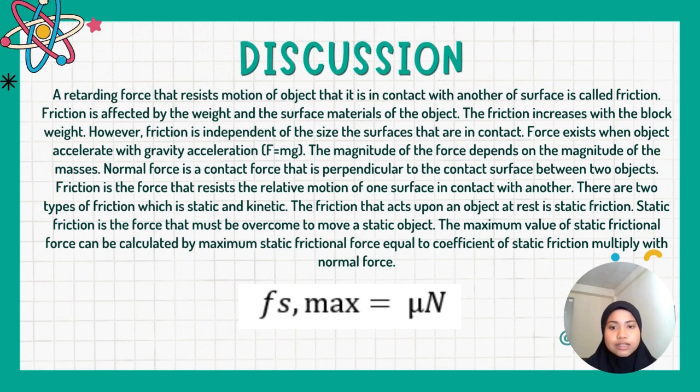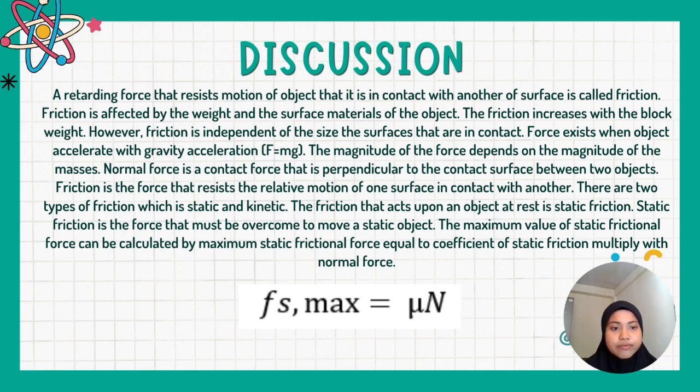Normal force is a contact force that is perpendicular to the contact surface between two objects. Friction is the force that resists the relative motion of one surface in contact with another. There are two types of friction, which are static and kinetic. The friction that acts upon an object at rest is static friction. Static friction is the force that must be overcome to move a static object.